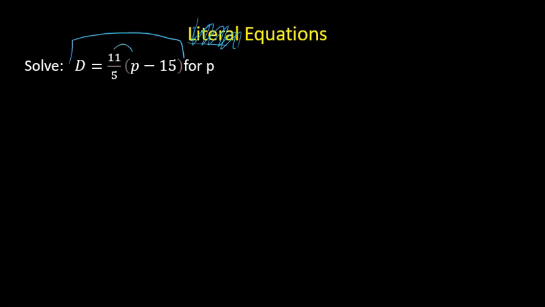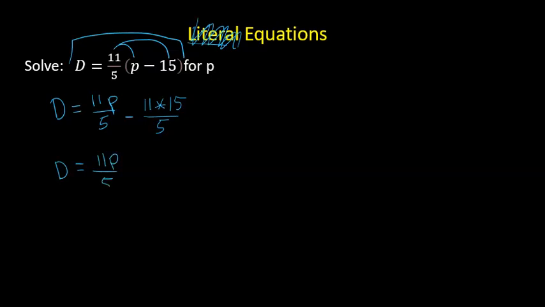Well, we're going to distribute. We're going to distribute this, and we're going to distribute that. Right? So I have d equals, this is not a literal equation. You can skip this if you want. We're just going to do this for funsies. 11 over 5. I'm going to put that p at the very top. And then I have the negative symbol, which is going to be 11 times 15 over 5, which gives me d equals 11p over 5 minus 165 over 5.